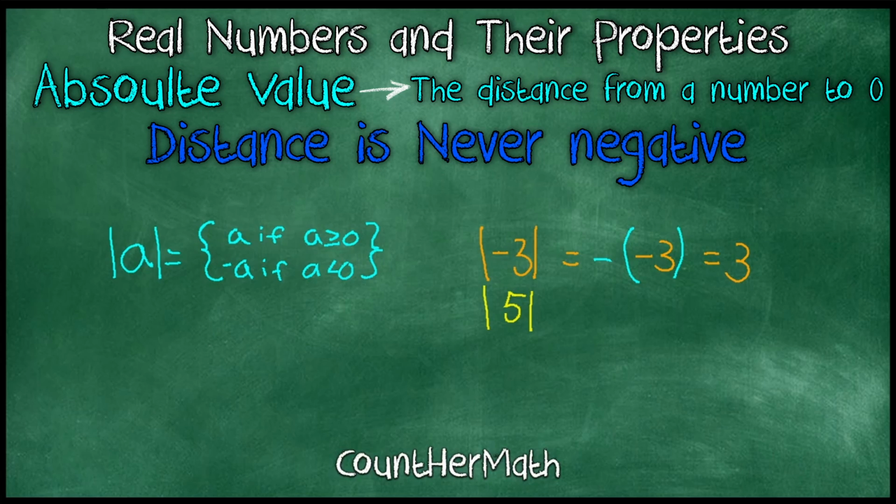The absolute value of 5, the rule is very straightforward here. If A is positive or 0, it is simply A, and A is 5. So nothing changes to A if A is already positive.